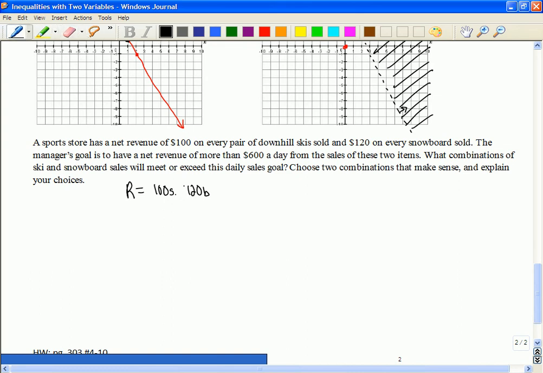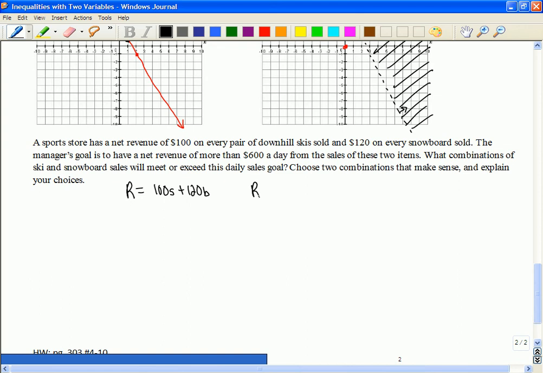It looks like 100 seconds. There shouldn't, that's just an S. It's not a, God, you guys are so judgmental. So 100 for every ski plus 120 for every snowboard.